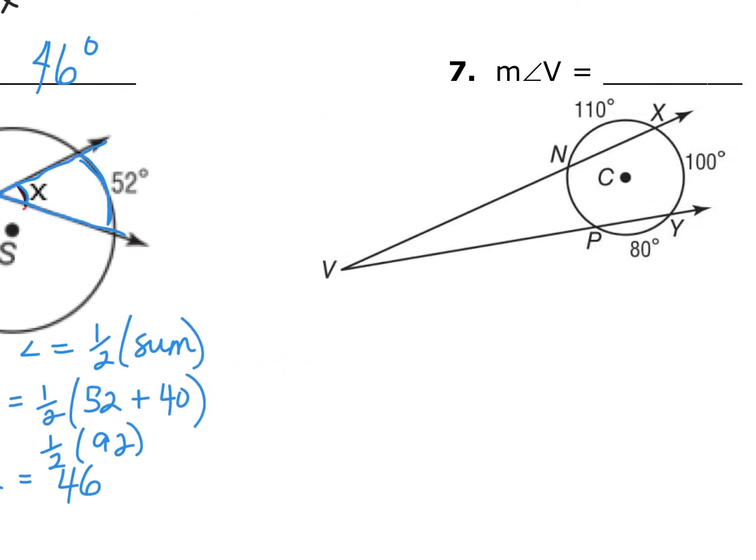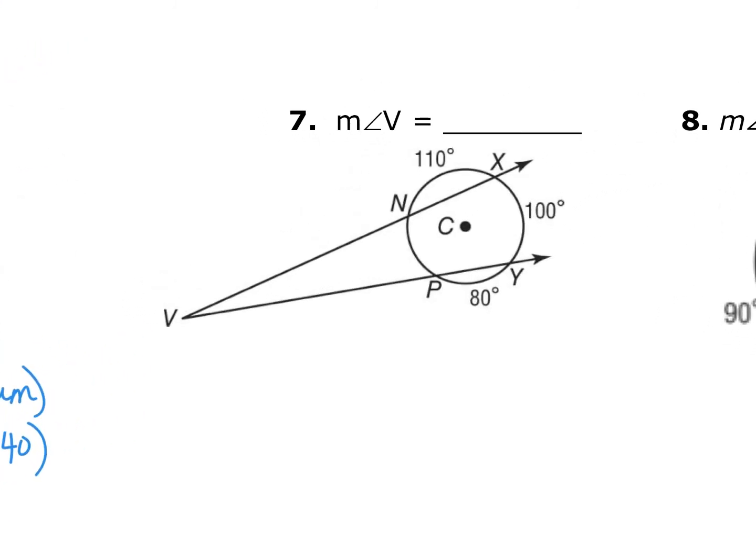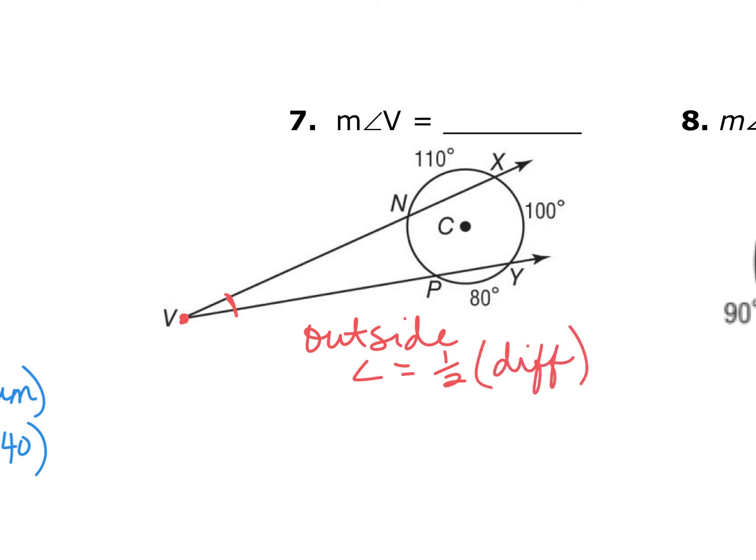All right, now looking at our next one. We want to find the measure of angle V. Okay, its vertex is outside of the circle. So the formula is the angle is equal to half the difference of the two arcs. So it's going to be this arc and this arc.